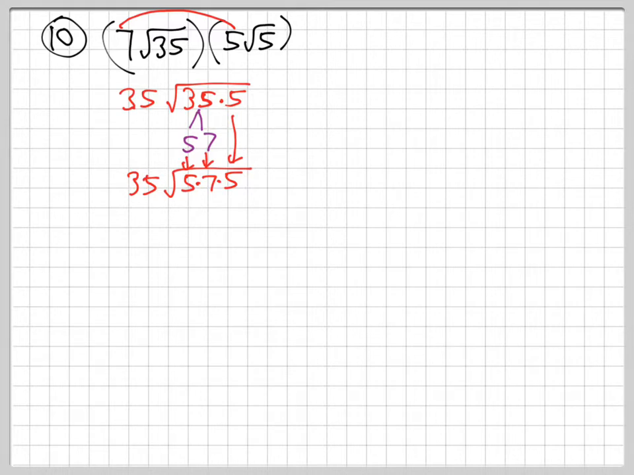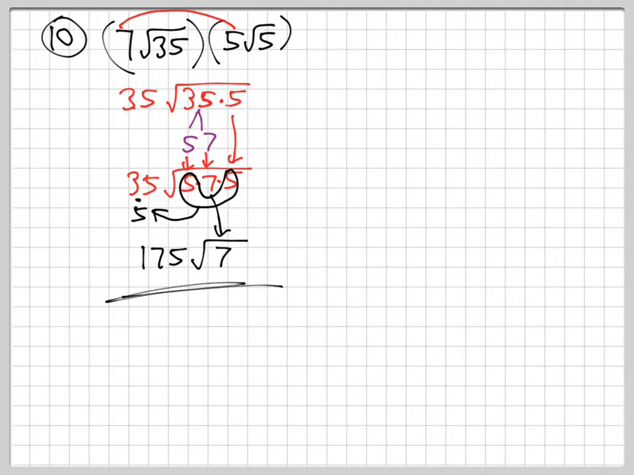And how do we know what's coming out? 2 5s in, 1 5 out. There's nothing in the hook there, so it's a 2 for 1 deal. So the 5 comes out, and he's going to multiply that 35. He's going to go times the 35. Was it 150, 175? And what's left inside the root? 7. Just that 7.